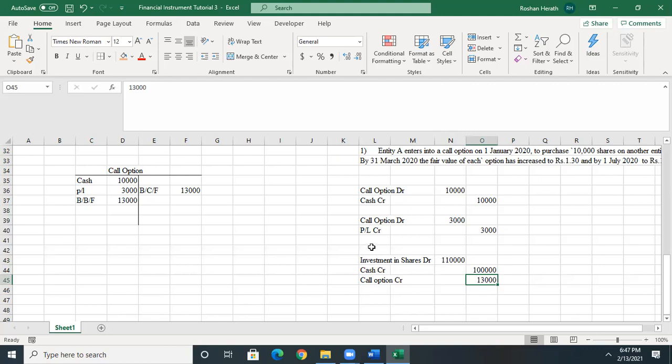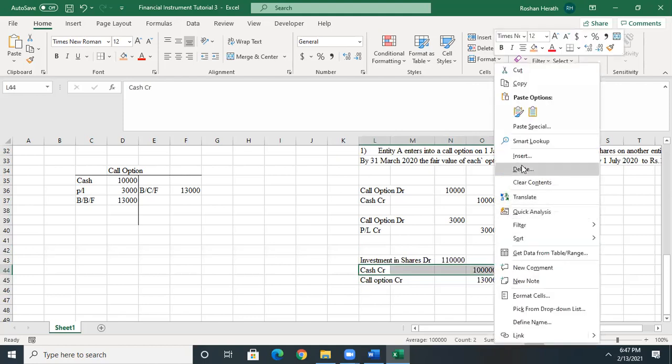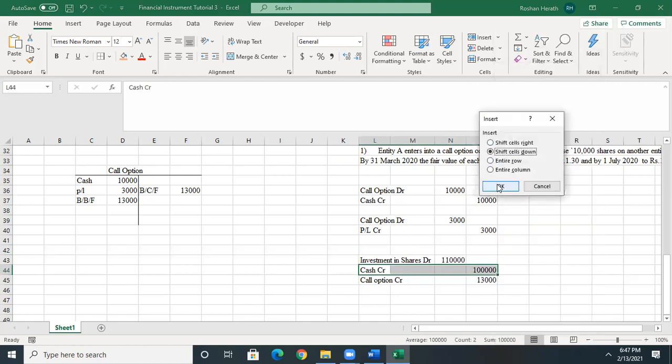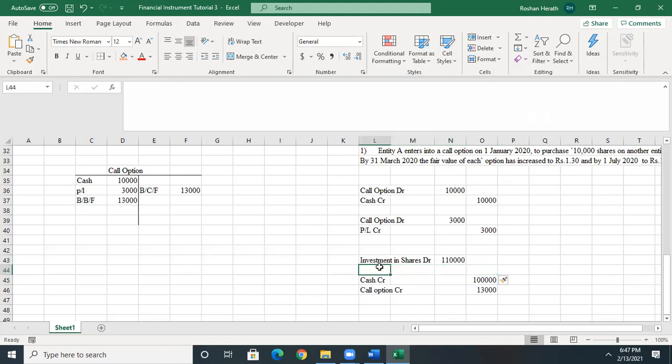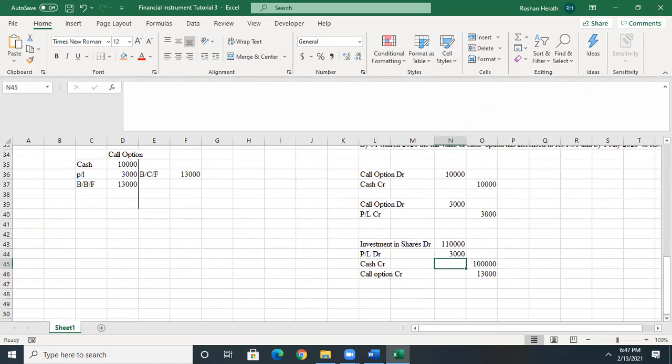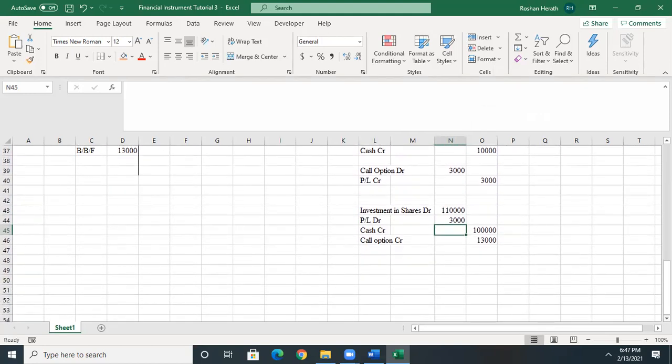Then you can see another debit entry is required. It is nothing but the loss. It's a kind of a loss, so you should charge that loss to the P&L. So it gets debited over there. How much? 3,000. So this is about the accounting for the whole transaction.